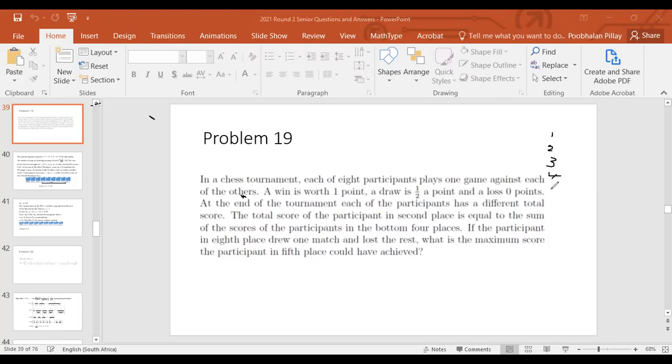First, second, third, fourth, fifth, sixth, seventh, eighth. Right. Now, we know that all these numbers are different, and this is in decreasing order. The first person has got more than the second, and so on. Right.